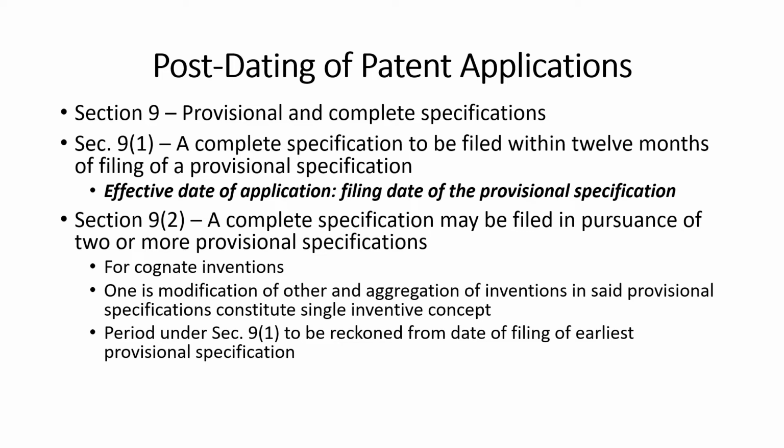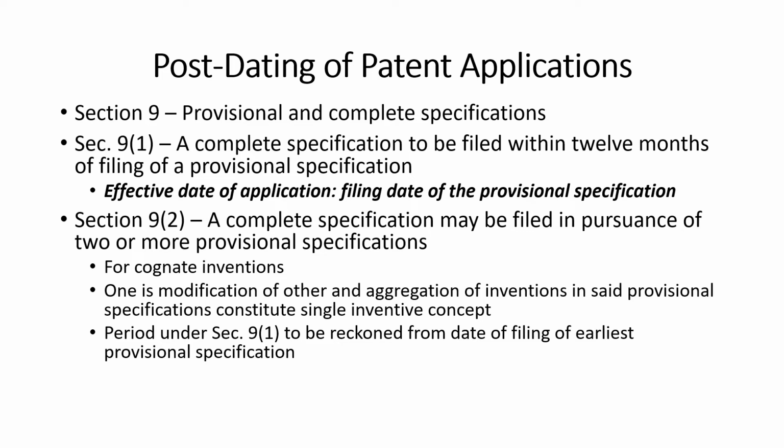So Section 9(1) addresses a situation where a provisional application has been filed first. If you are filing a provisional application and then subsequent to that you are following it up with a complete specification, you have to do it within a period of 12 months, which is provided under Section 9(1).